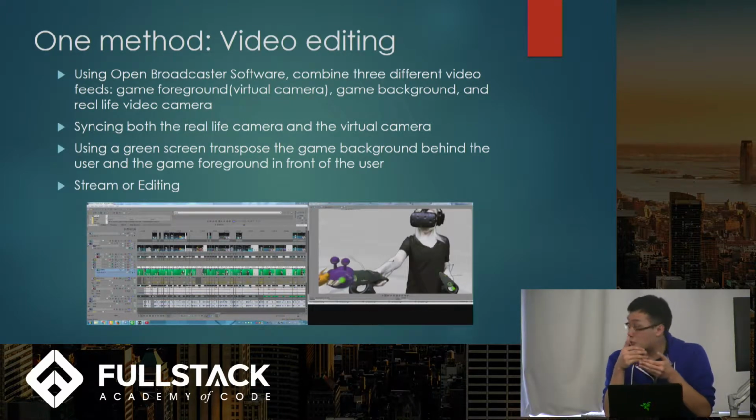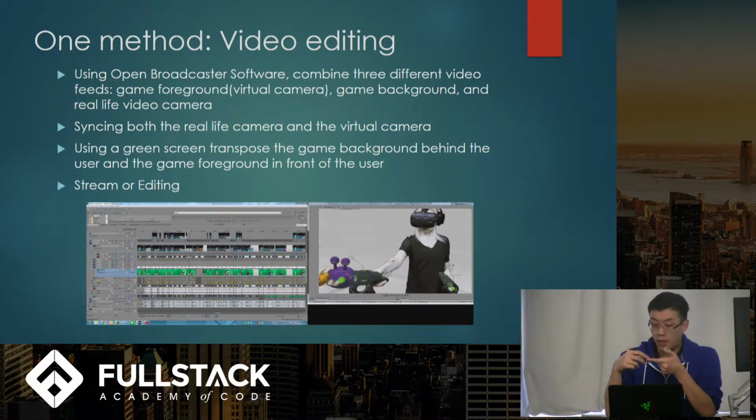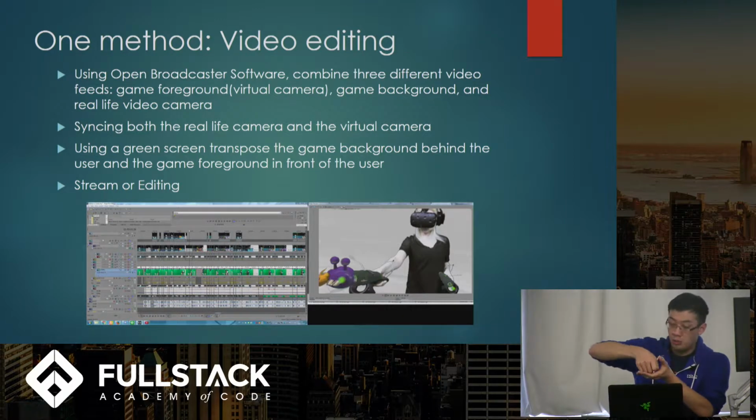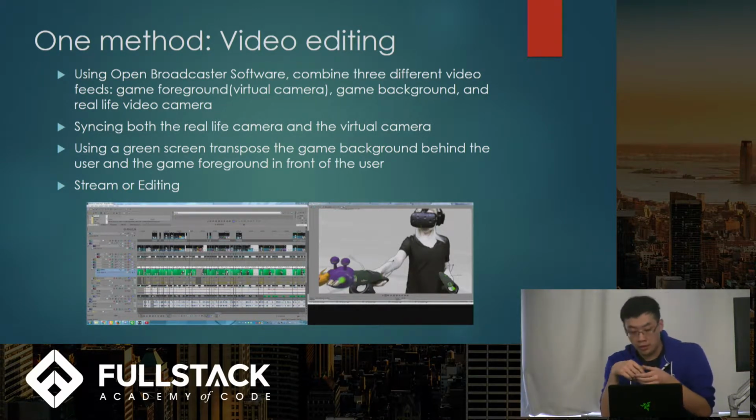The first method is through video editing. The most common way of using video editing is using Open Broadcaster Software, where you combine 3 different video feeds. First one is the game foreground or the virtual camera. Second is the game's background. And third is a real-life camera. So what you need to do is sync the virtual camera and the real-life camera together. This can be done using a controller and attaching it to a camera, or doing it manually.